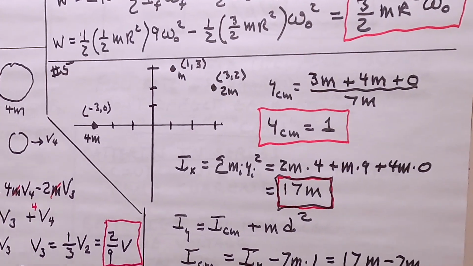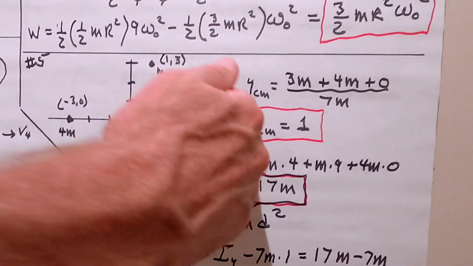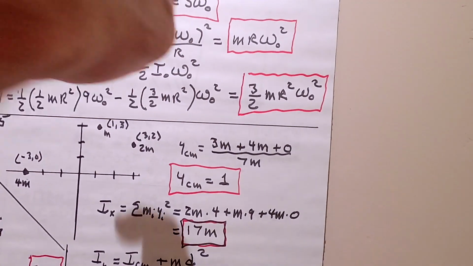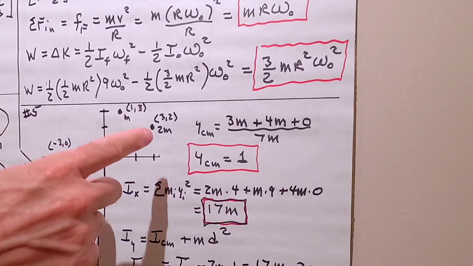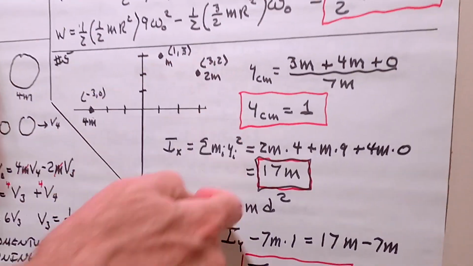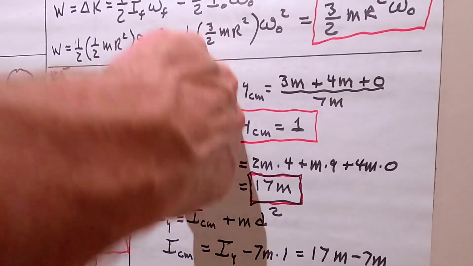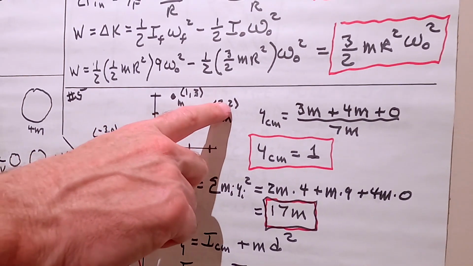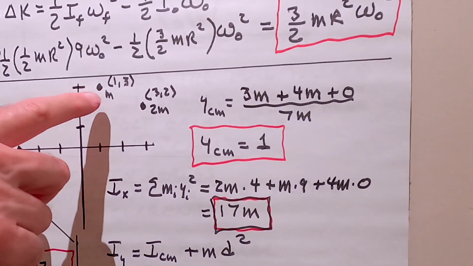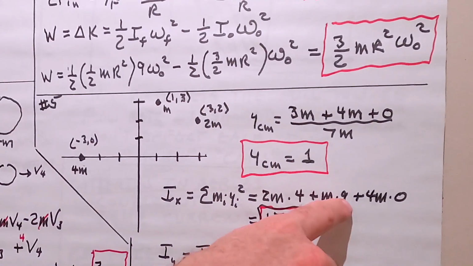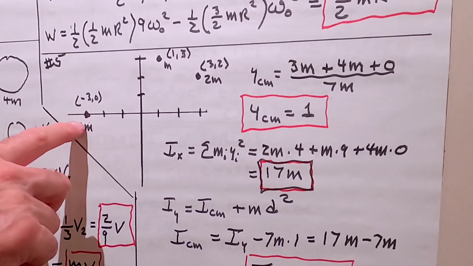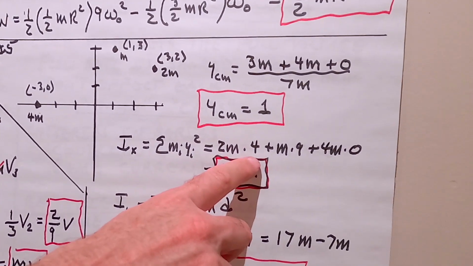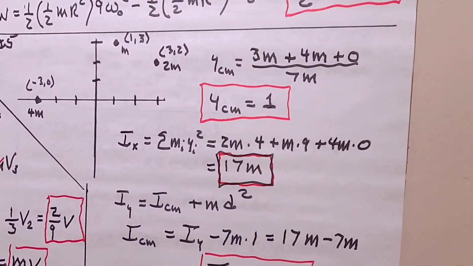And then I asked, what if we rotated about the x-axis? Now you're rotating it around the x, which means we're going around this way. So the radii are their y values, because this is the way we're spinning it. This one would be 2m times 2 squared, which is 4, so 8m. This would be m times 3 squared, which is 9. And this would be 4m times 0 squared, which is 0. So this is just 8 and 9, 17m.